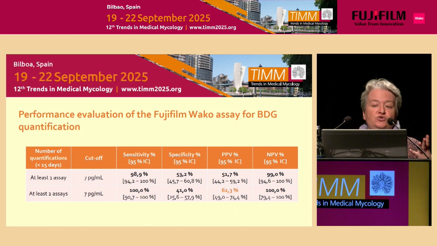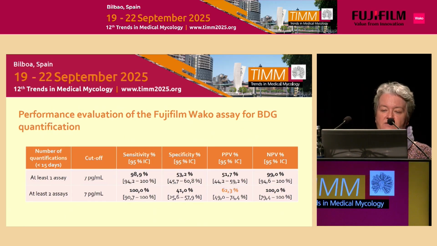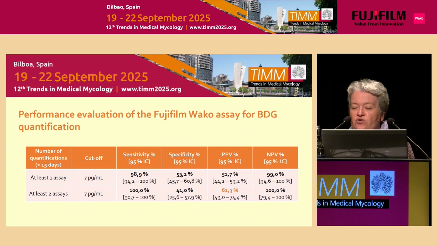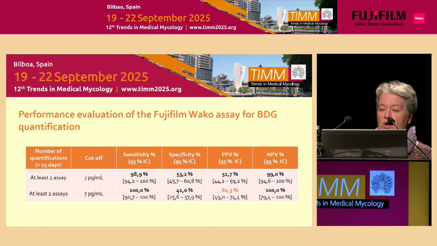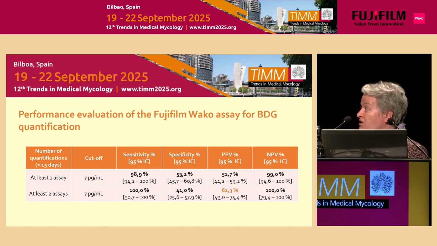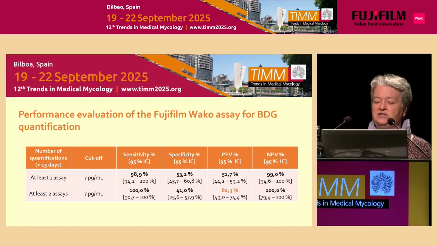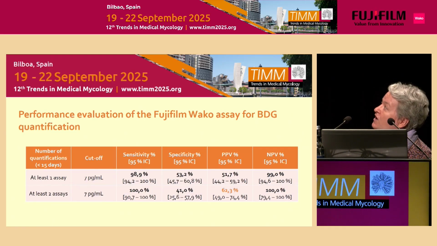When considering 2 measurements within a 15 days period, sensitivity and negative predictive value reach 100%, and the positive predictive value increased to 62%. However, specificity decreased, likely due to the small number of patients, 1/3 of the initial population. We had 2 BDG tests during that time frame.